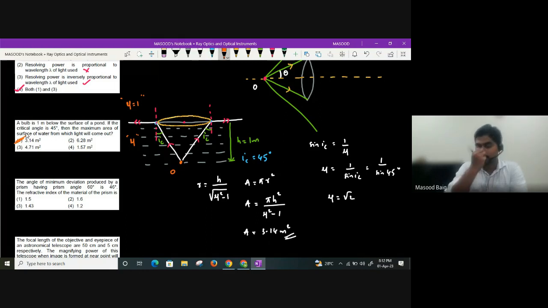Understood, everyone? Direct total internal reflection concept again. Whenever a fish is present inside the water, the maximum area through which it can see the outside world will be pi h square divided by mu square minus 1. I have told you this. The maximum radius through which it can see the outside world will be h divided by under root of mu square minus 1. Understood, all of you?